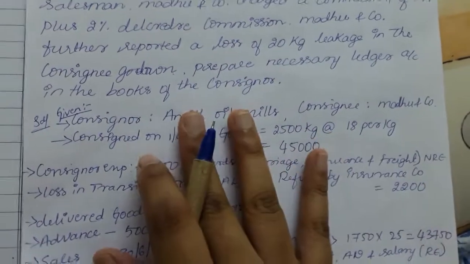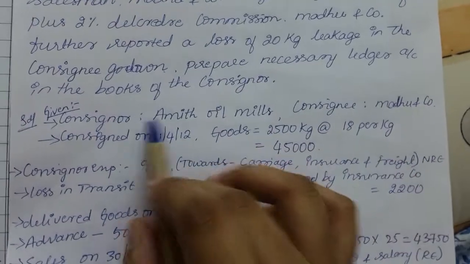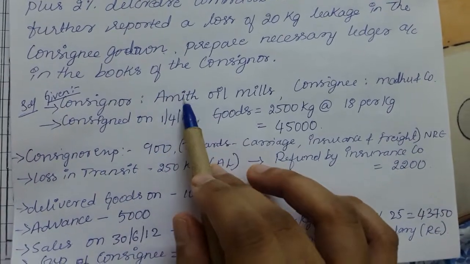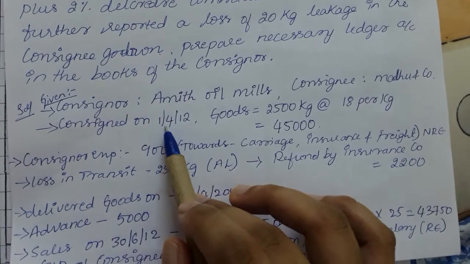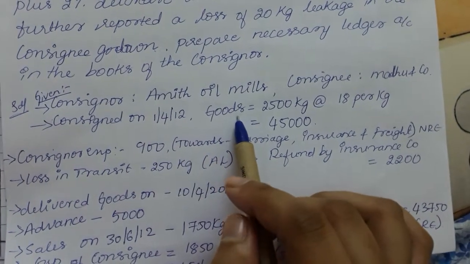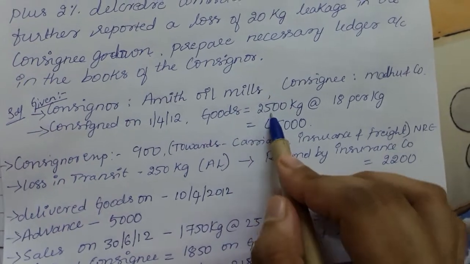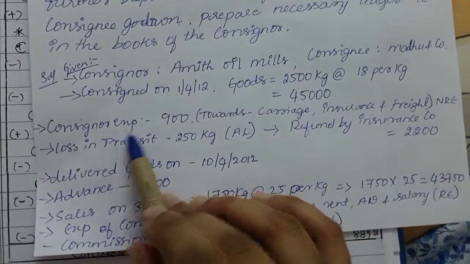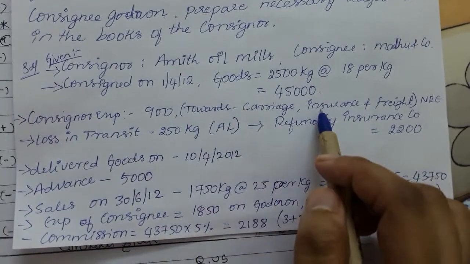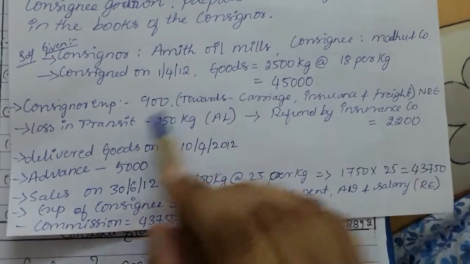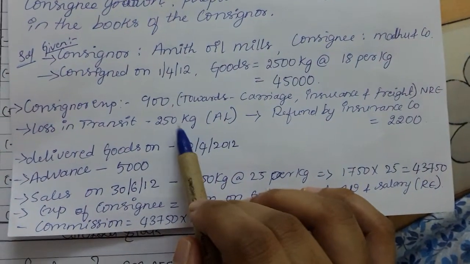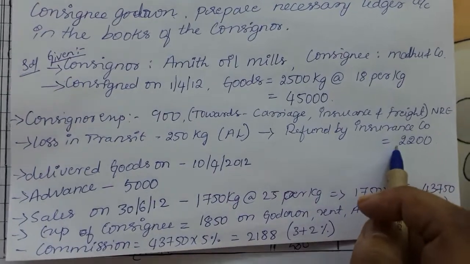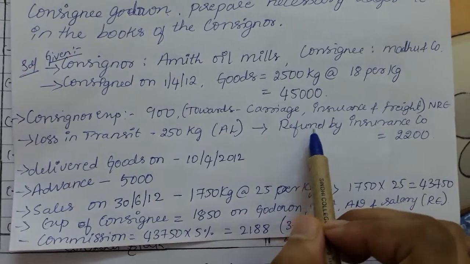So next, coming to what all has been given here. Who is the consignor? Amit. The consignee is Madhu and Company. On what date was it consigned? On 1/4/2012, Amit sent the goods to the consignee. How much worth of goods was sent? 2,500 kgs at 18 per kg, that is 45,000. The consignor's expenses of 900 towards carriage, insurance and freight are non-recurring expenses. Next is the loss in transit, 250 kgs, which is an abnormal loss, refunded by the insurance company as 2,200. This will be shown only in the abnormal loss account.